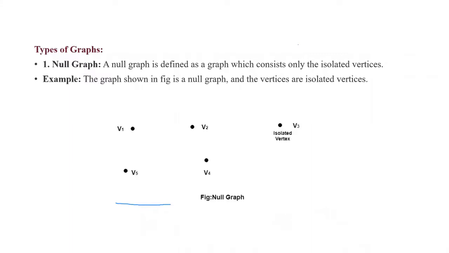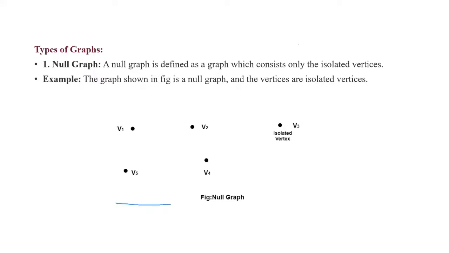Then, types of a graph. First, that is a null graph. A null graph is defined as a graph which consists only of isolated vertices. So we have already studied the isolated vertex. What is an isolated vertex? The vertex whose degree is 0 is called an isolated vertex. And a null graph consists of these isolated vertices.